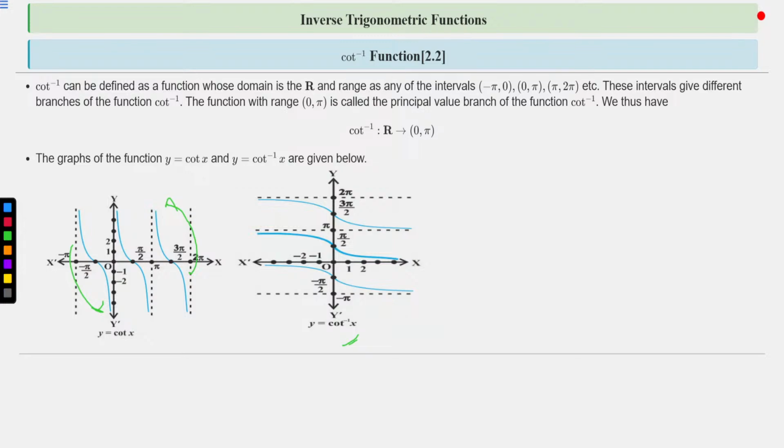Now see, it is bijective because if you draw any line parallel to the x axis, it cuts the graph at one point only, right? Clear? So it is one-one and onto as well, right?